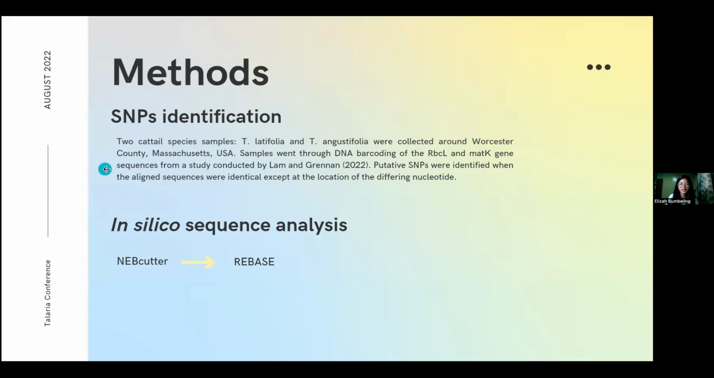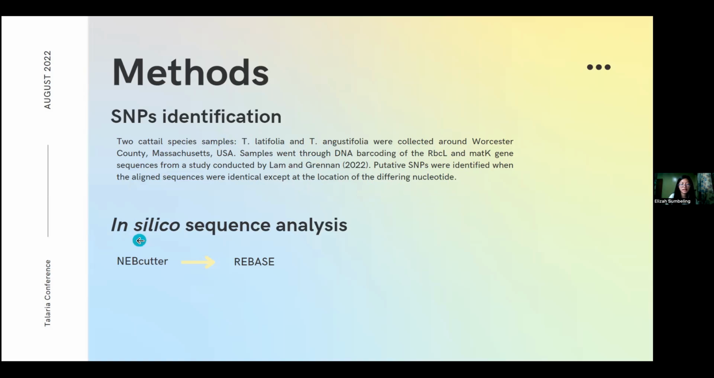So for my methods, we had to identify SNPs, and then we went through sequence analysis. So two cattail species samples, T. latifolia and T. angustifolia, collected around Worcester County, Massachusetts. The samples went through DNA barcoding of the rbcL and matK gene sequences from a study conducted by Lam and Brennan. Putative SNPs were then identified when the aligned sequences were identical, except at the location of the differing nucleotides.